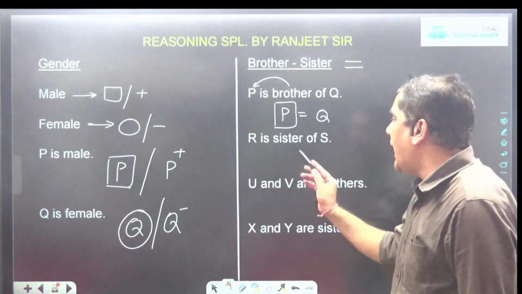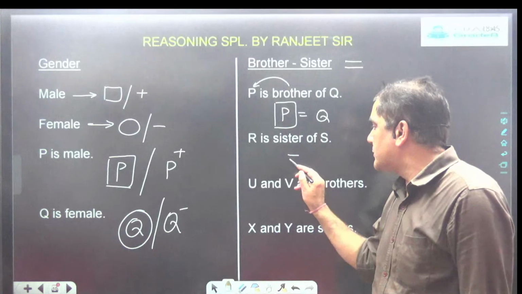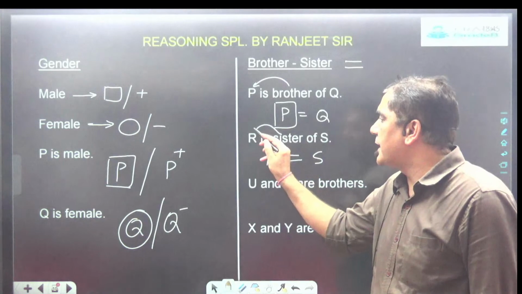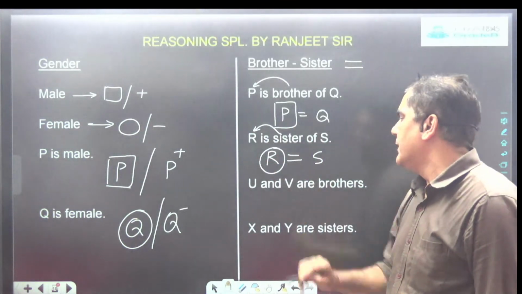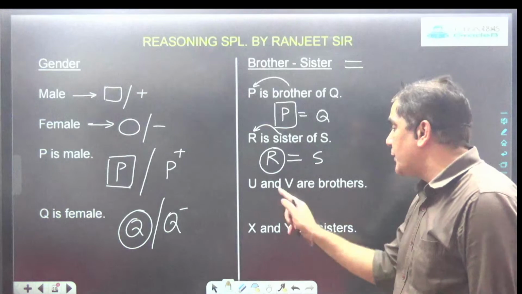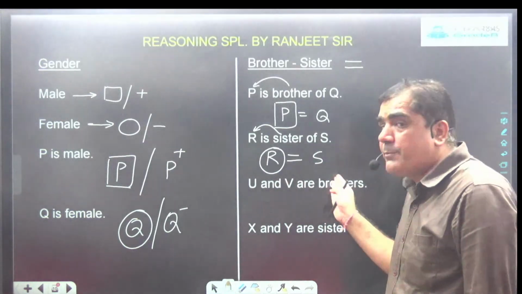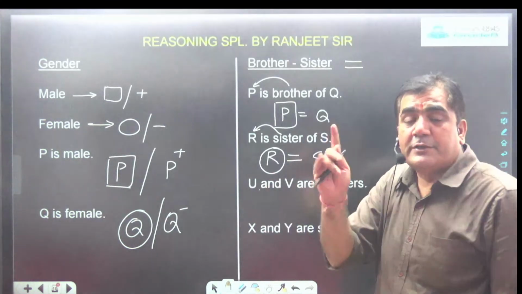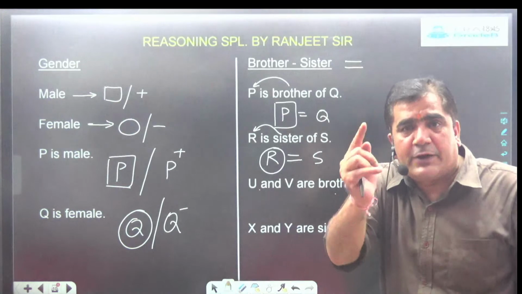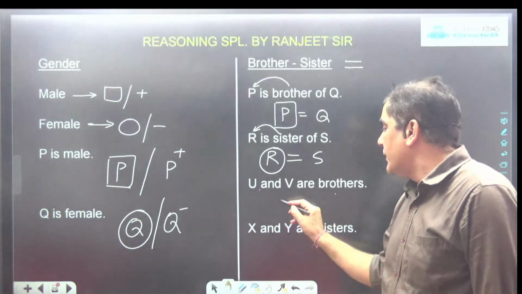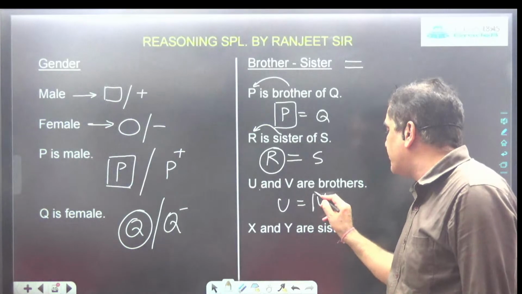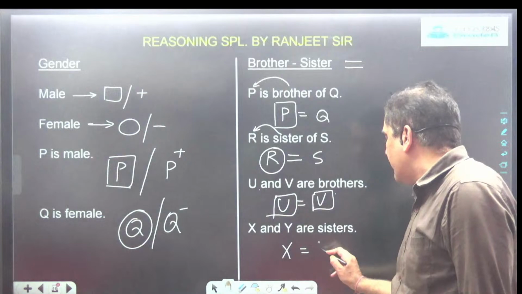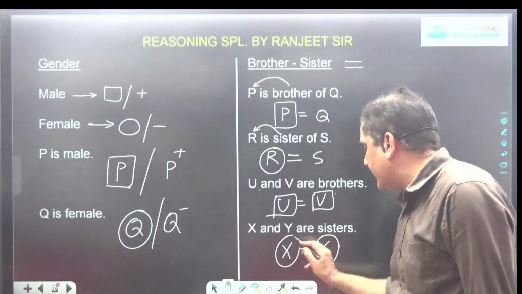Next one. R is the sister of S. For sister, I am going to use the symbol equal to. So R equal to S. Who is the sister? R. Sister means female. Next one. U and V are brothers. Just see, U and V both are brothers, means both U and V genders will be given to me. U and V are brothers means what? Both U and V are brothers means both will be male. And here X and Y are sisters means what? Both are sisters means both will be female.